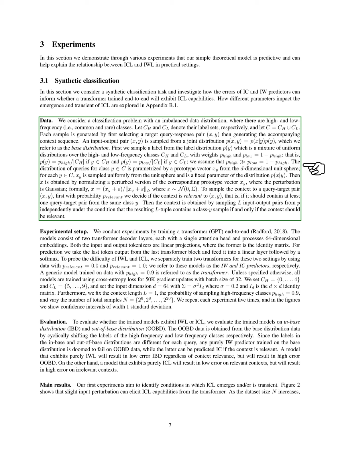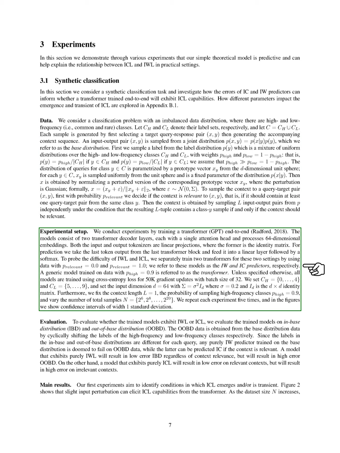To generate the context for a query target pair, X, Y, we first decide if the context should be relevant, meaning it must include at least one pair from the same class. We then sample L input-output pairs independently, ensuring that a class Y sample is included only if the context is deemed relevant. In our experimental setup, we train a transformer model end-to-end.